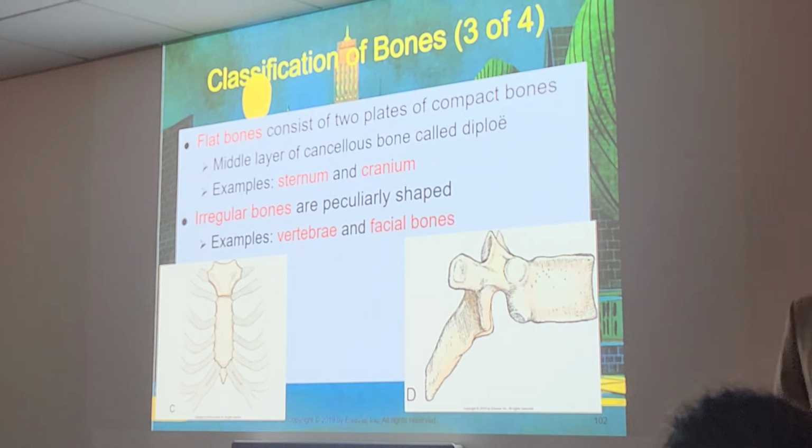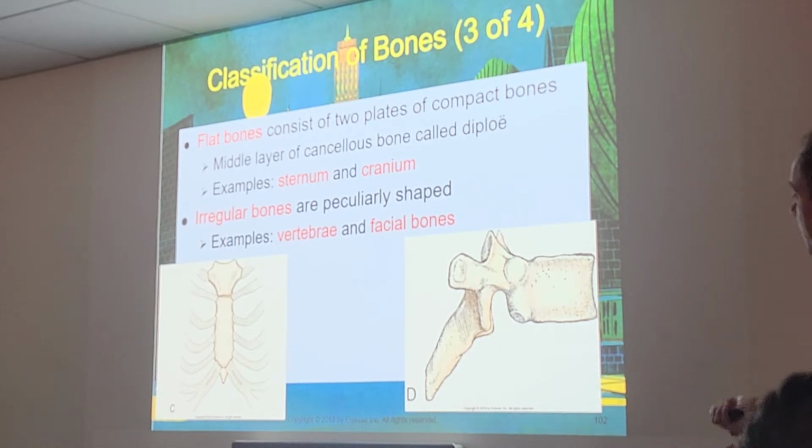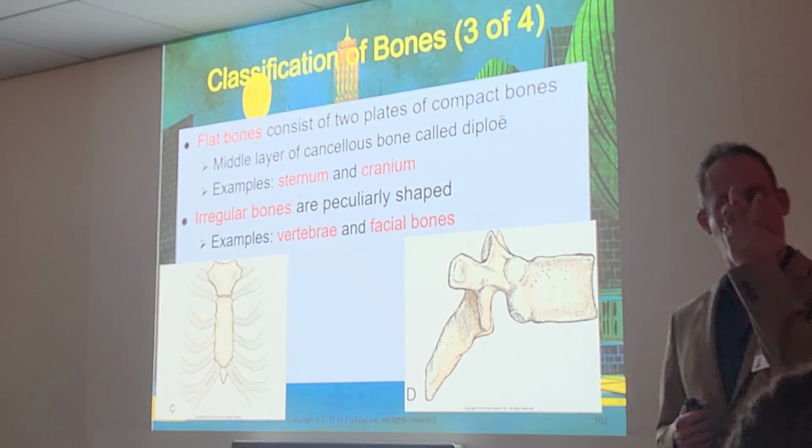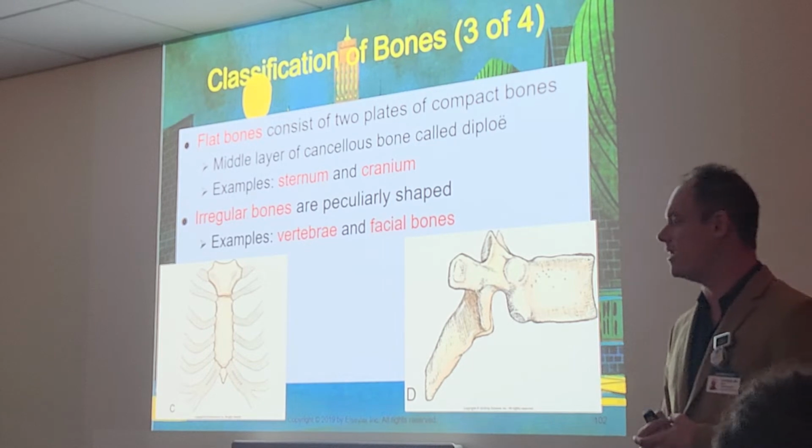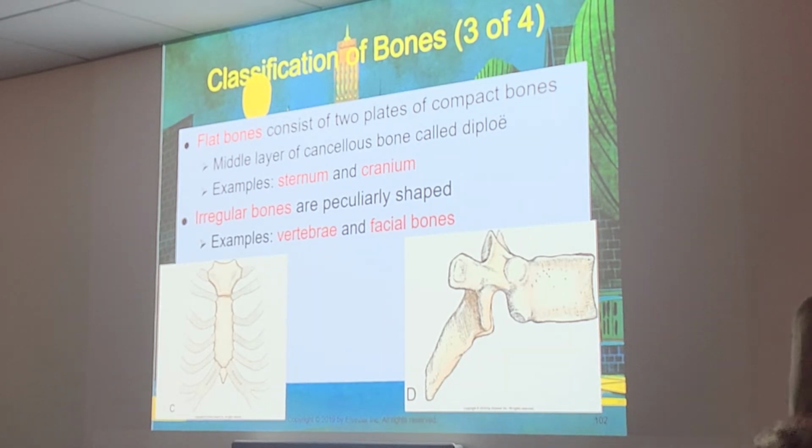That's what we're coming to next. That's going to be our irregular bones. Why are they called irregular bones? Because all of them have a very distinct, unique, irregular type shape, just like this vertebrae we see right here. So examples would be your vertebrae and your facial bones. The bones in the face are all very distinctly shaped, very unique. They have irregular shapes to them.